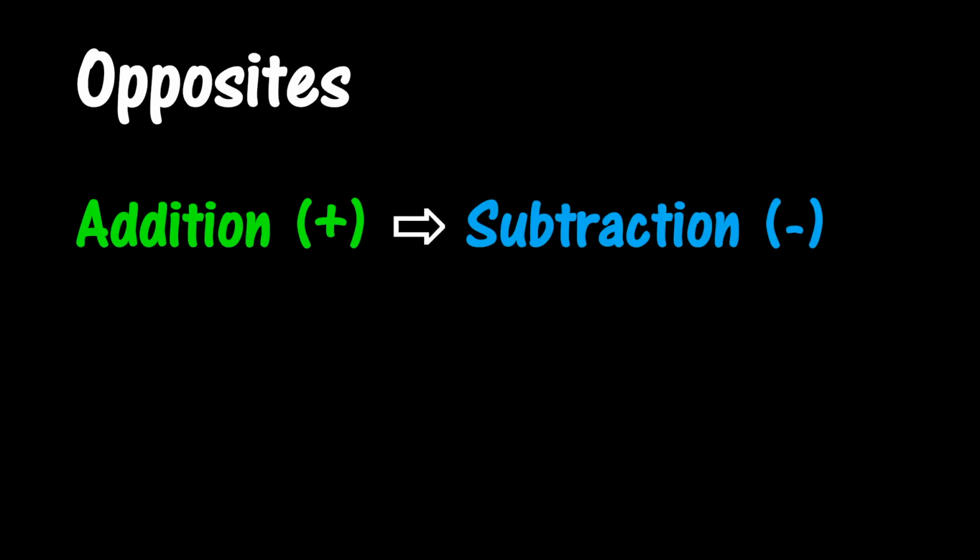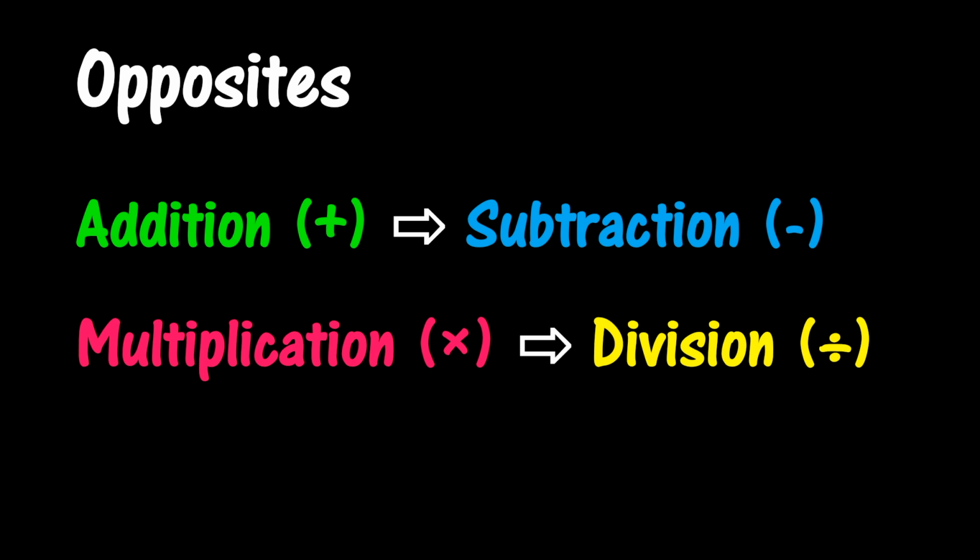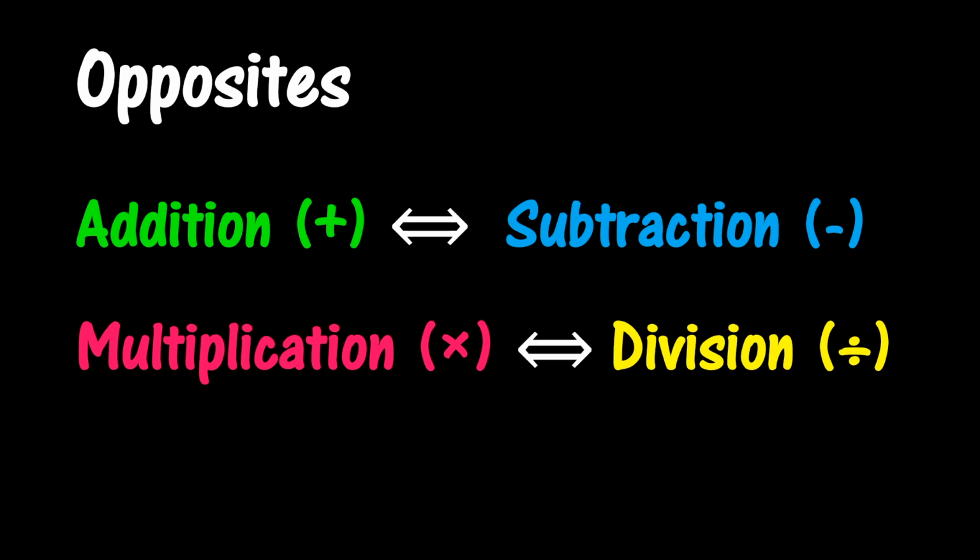The opposite of addition is subtraction, and the opposite of multiplication is division. Because this works both ways, the opposite of subtraction is addition, and the opposite of division is multiplication.